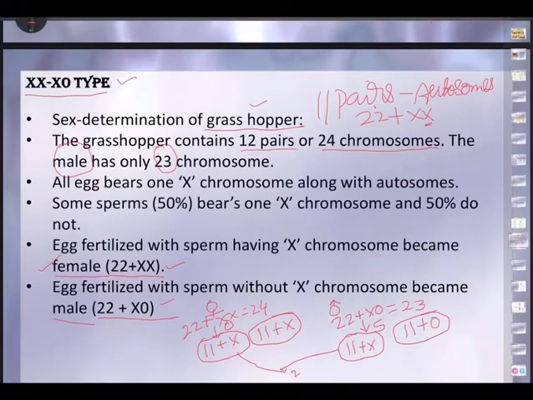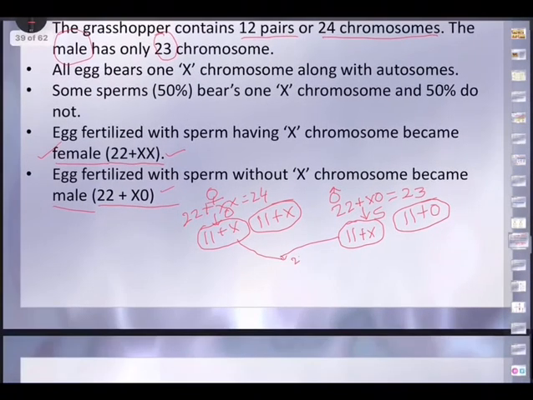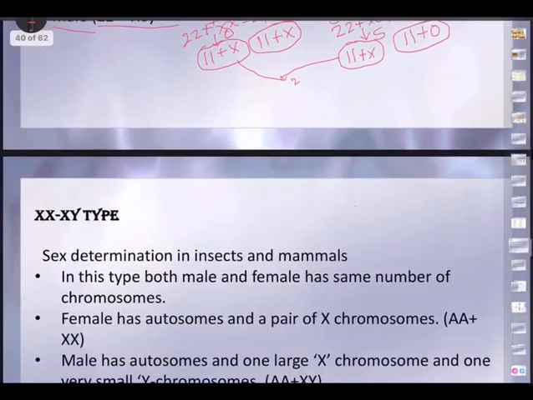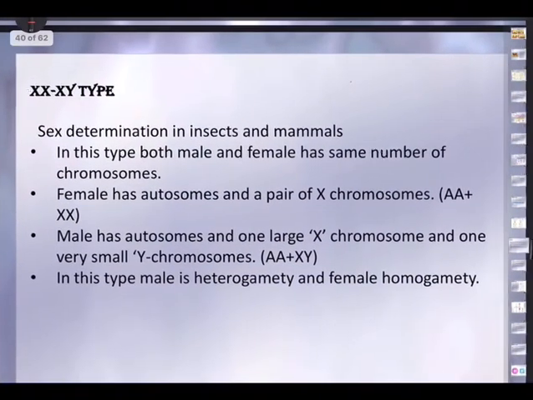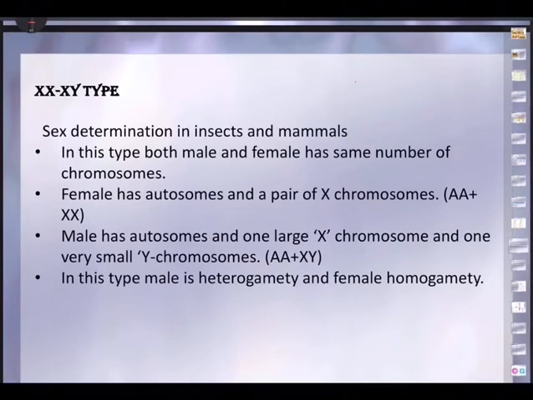and hence we are able to decide that a grasshopper having both the X chromosomes will become a female. A grasshopper having only one X chromosome will become male. So during gametogenesis, the sex of the grasshopper will be decided. And what about in human beings as well as in some of the insects?